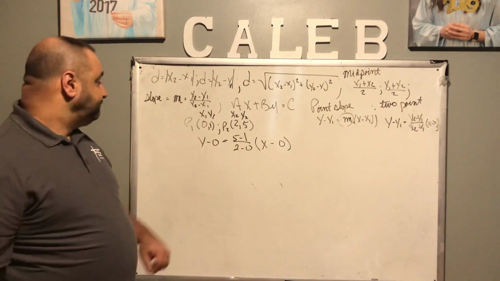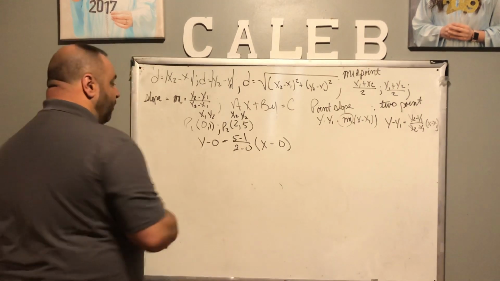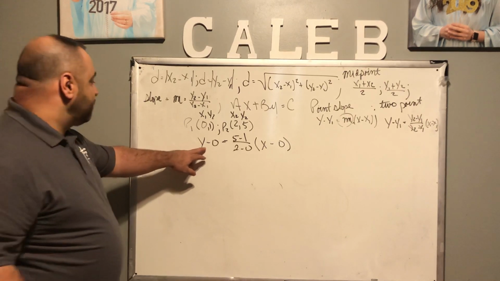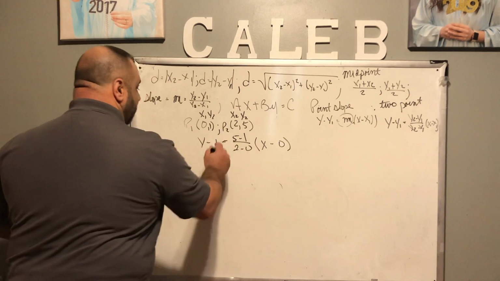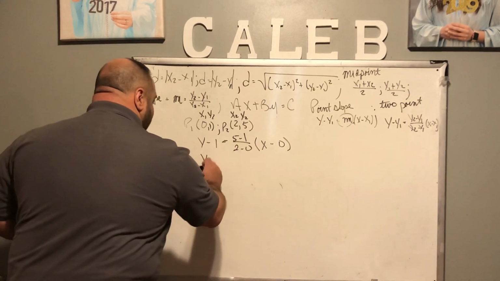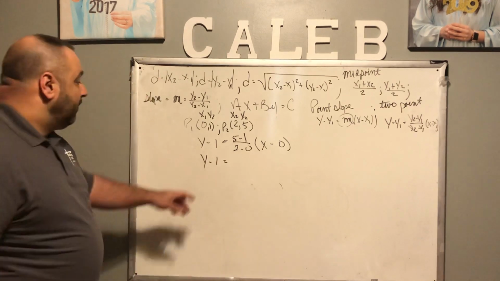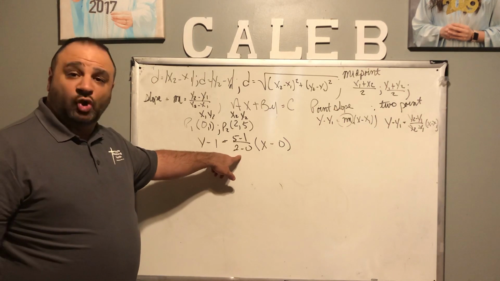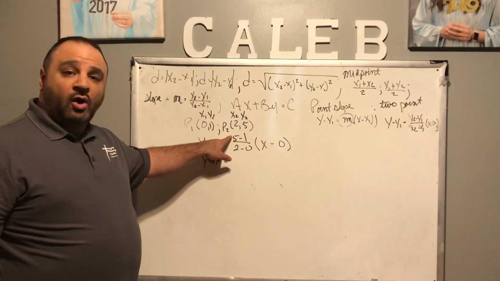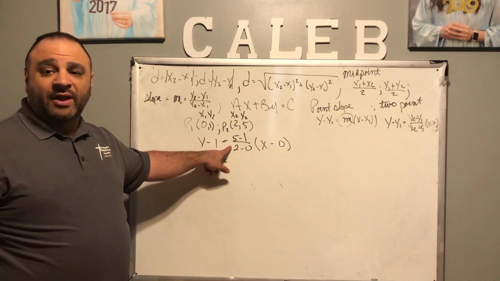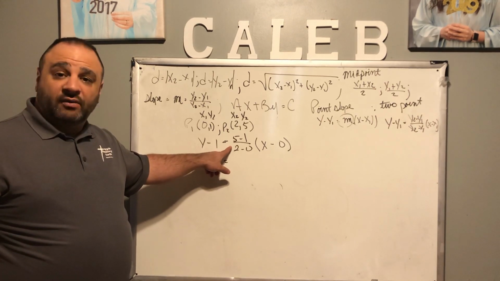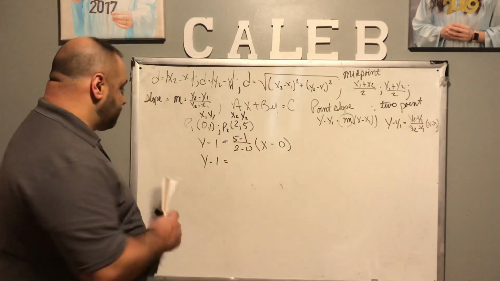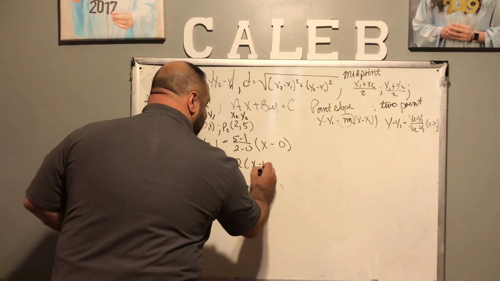Now we're going to solve. This is a simple one. Obviously, this should be y minus y1. I have 0 there, that should be 1. Now let's solve for the slope. 5 minus 1 is 4, 2 minus 0 is 2, so we have a slope of 4 over 2. We can reduce that to 2 over 1, or simply 2, and then times x minus 0.